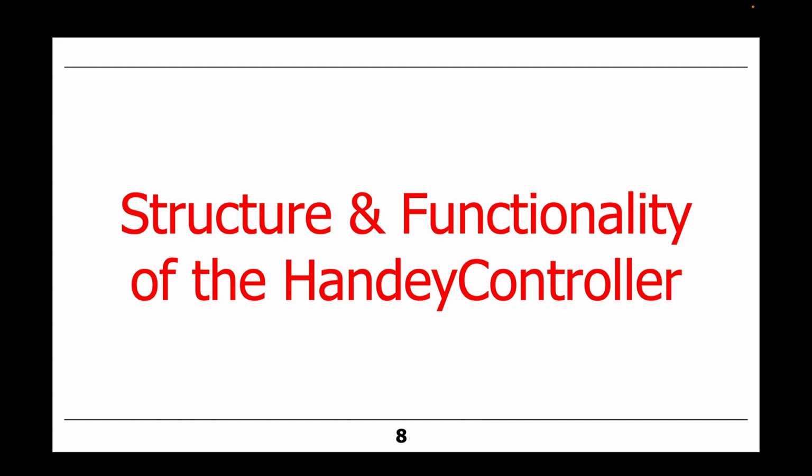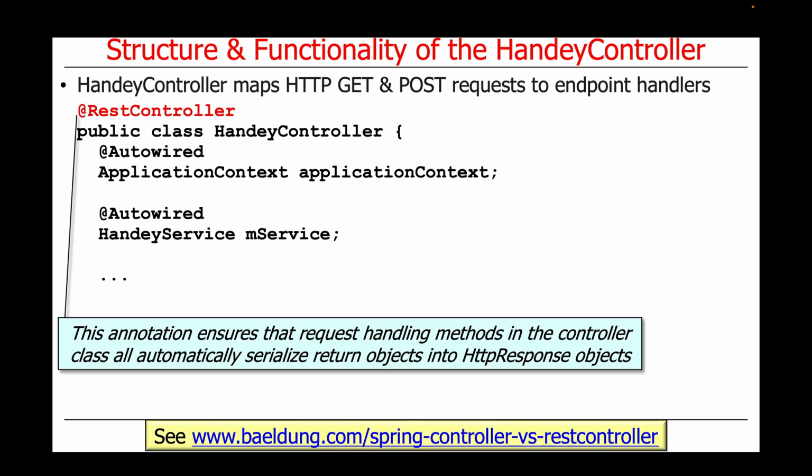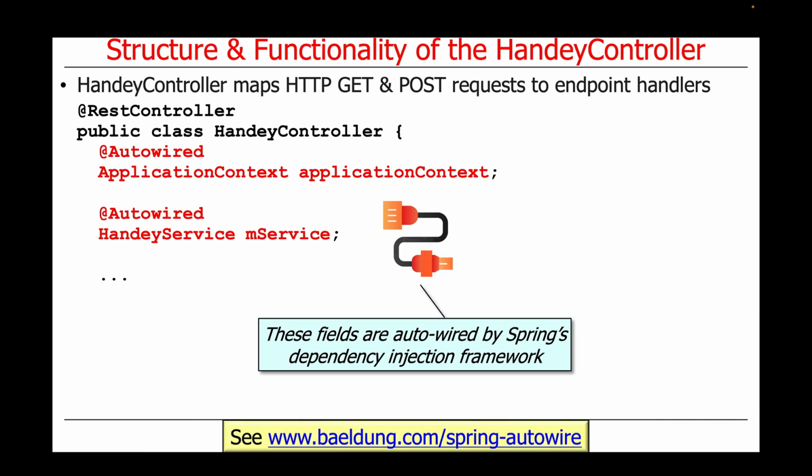So now let's go ahead and talk a bit about the HandeyController. As you all know by this point, after many discussions, controllers are used to map HTTP requests to endpoint handler methods. In this case, we're mapping both GET and POST requests. And the HandeyController is a REST controller, which means that the methods it defines will automatically serialize return objects into HTTP response objects, just something we want to do to clean up the code a bit. As usual, we have a few auto-wired fields. The first one is called application context, and we use the application context to get information back to Eureka about whether our application controller is still alive or not.